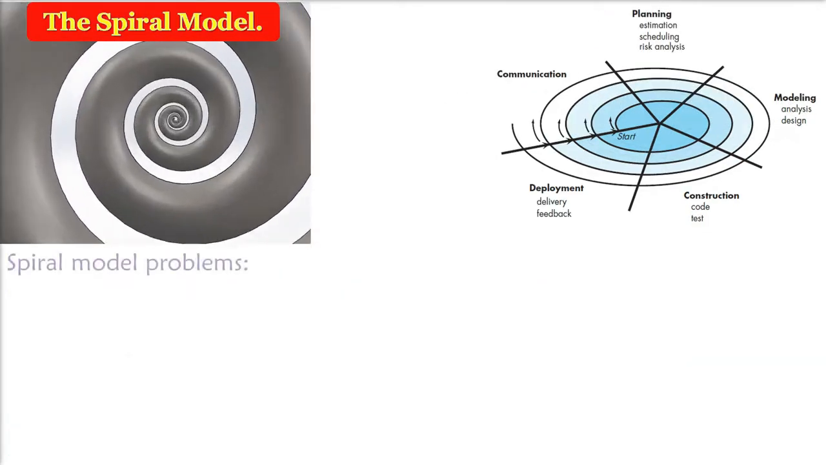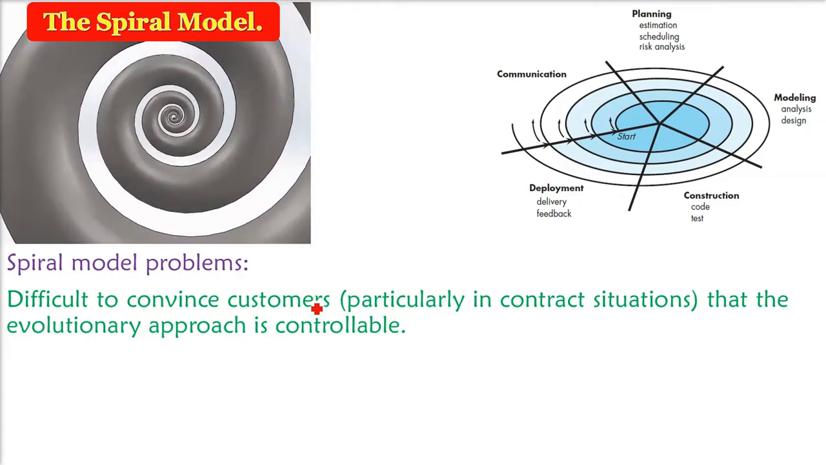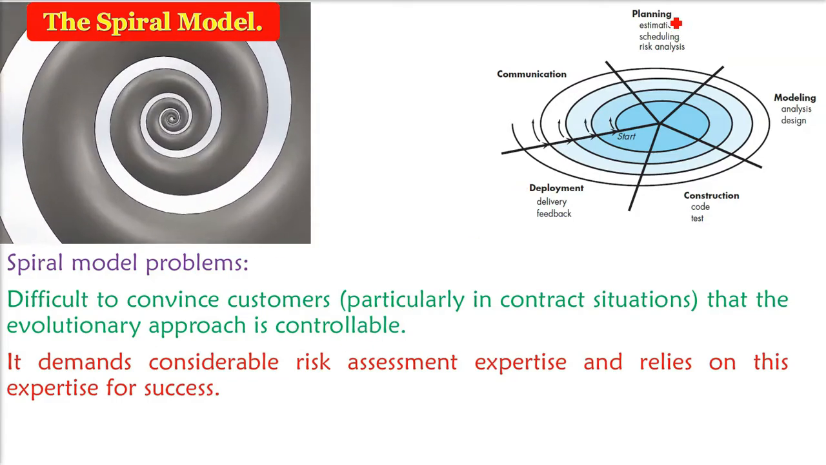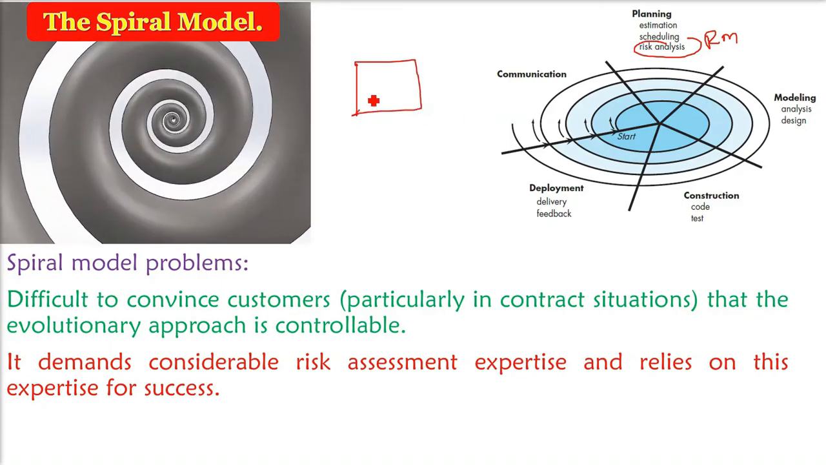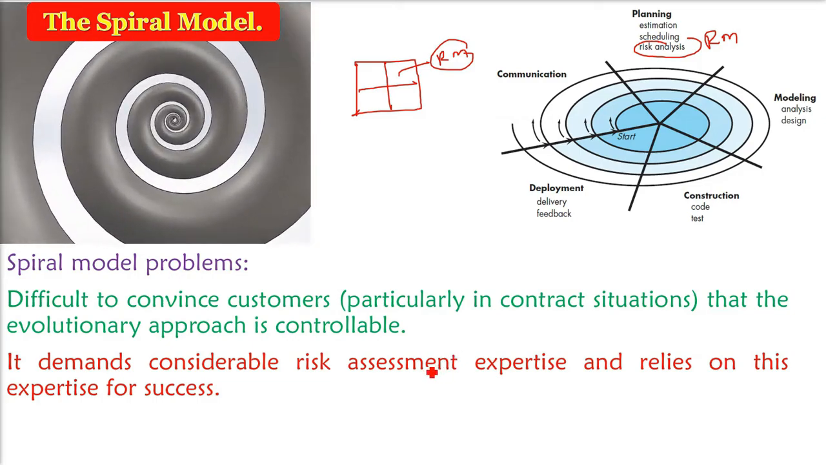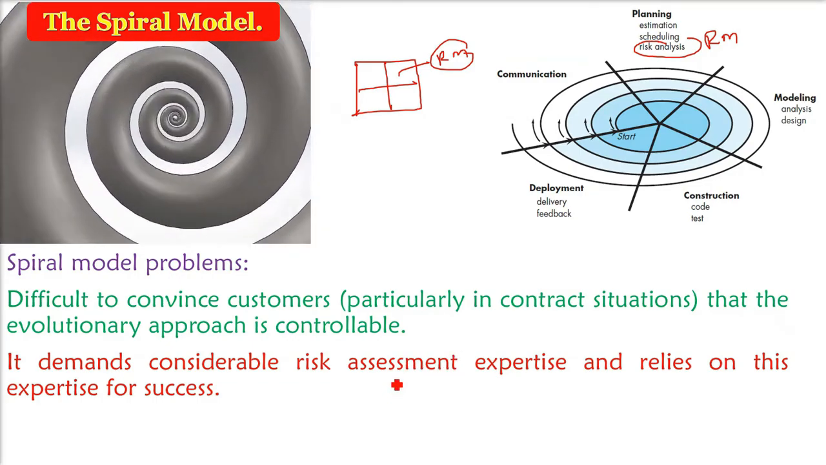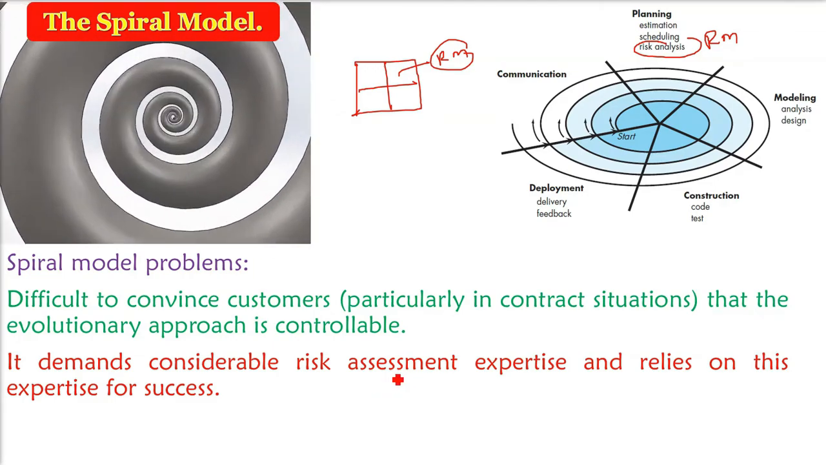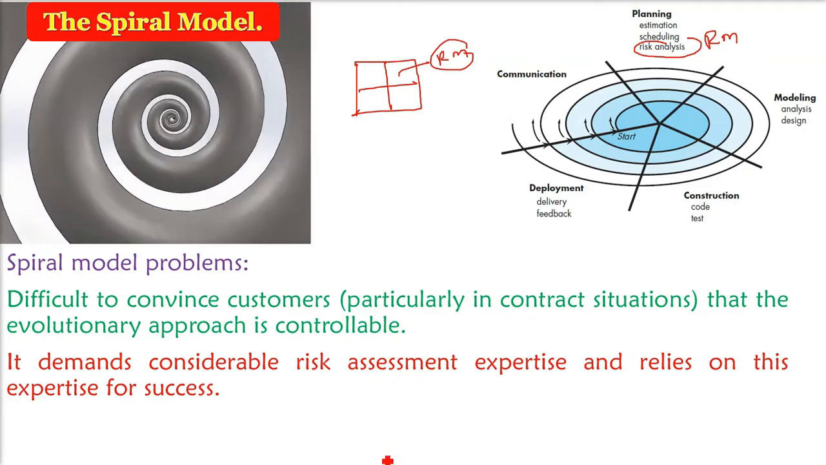So the problem with the spiral model is, first of all, you can see it's quite complex. But it is for complex projects. It is very difficult to convince the customer, because the customer may not know certain things, whether you can control it or not. And the main part of this spiral model is risk analysis. If you know the quadrant I told you earlier, there is one part wholly dedicated to risk analysis. If the person dedicated to the work is not competent to find out the risk, that will be a disaster, because risk analysis is the core part of the spiral model.